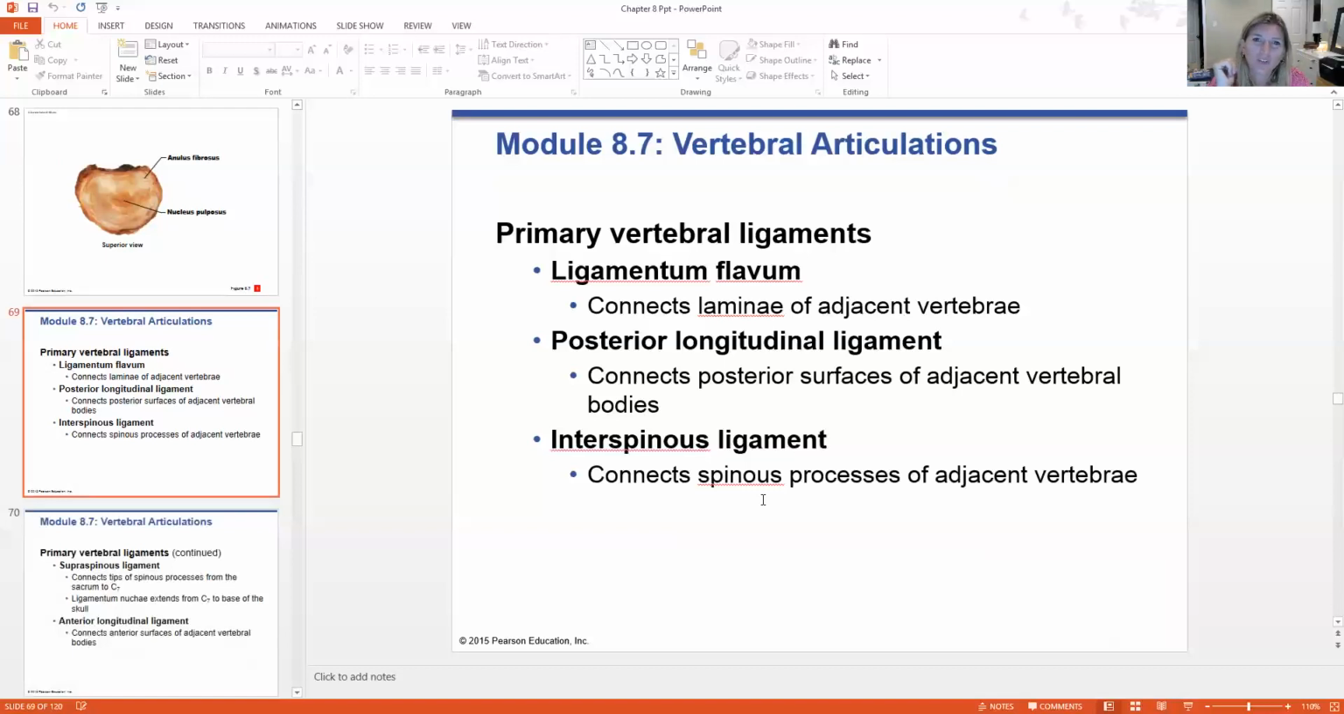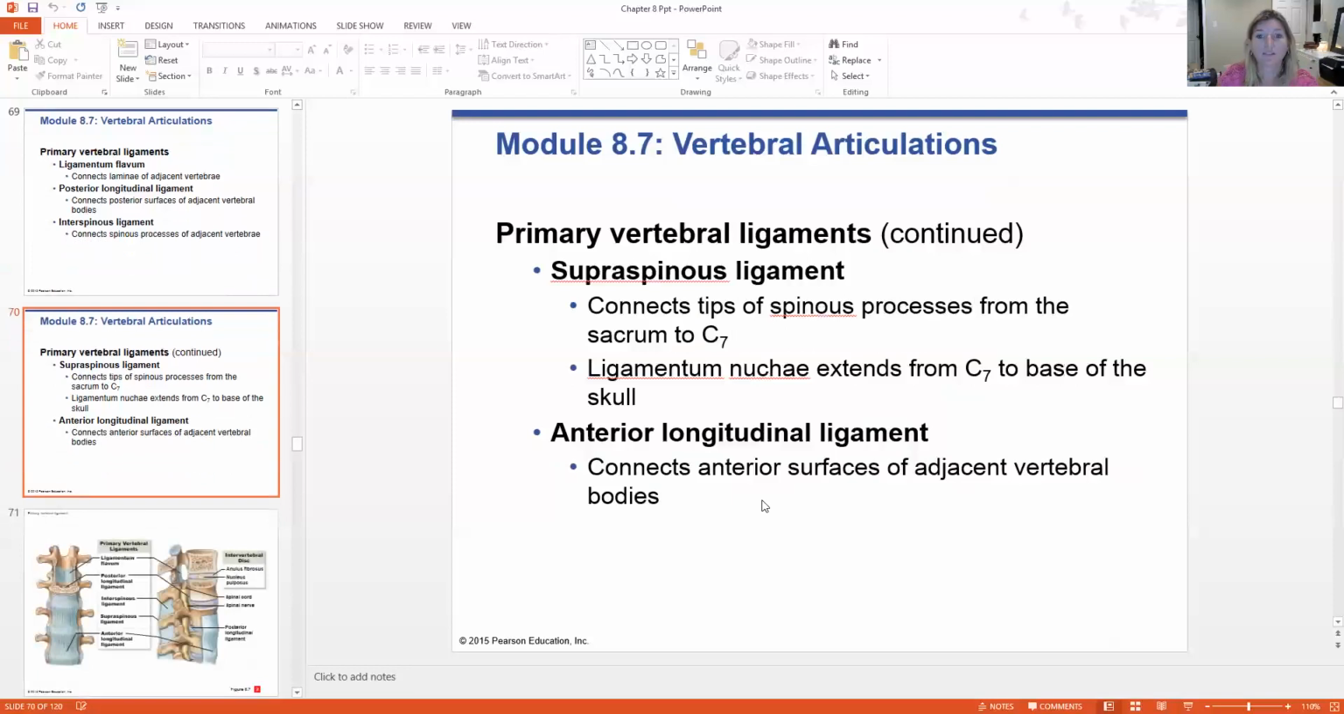They're pretty much all named after, and this is true for ligaments, either what they're connecting, so once you know the bones, you can figure that out, or they're also named after where they are. Posterior longitudinal ligament. It goes longitudinal on the back side. They're really not that tricky. Supraspinous ligament connects the spinous process from the sacrum to C7, so it's just all the way up. Anterior longitudinal ligament on the front side, longitudinal.